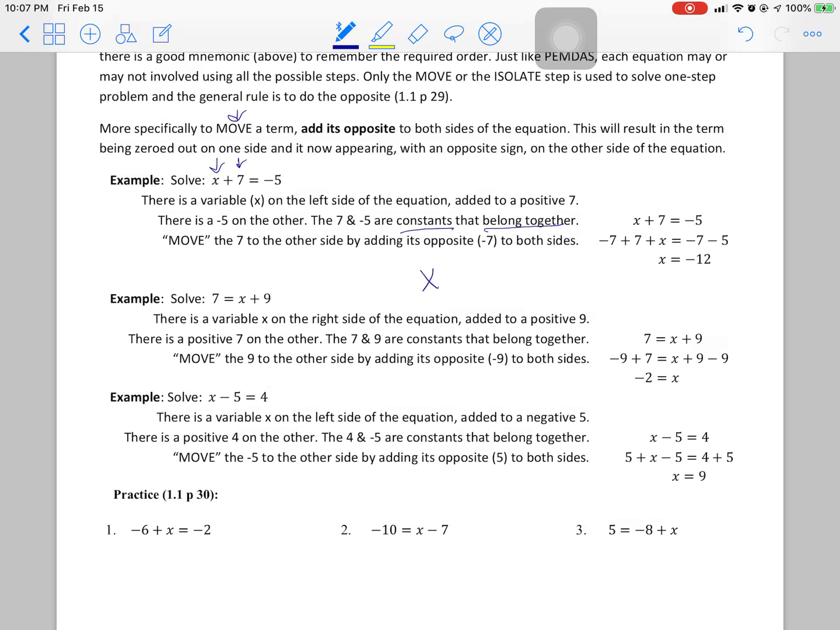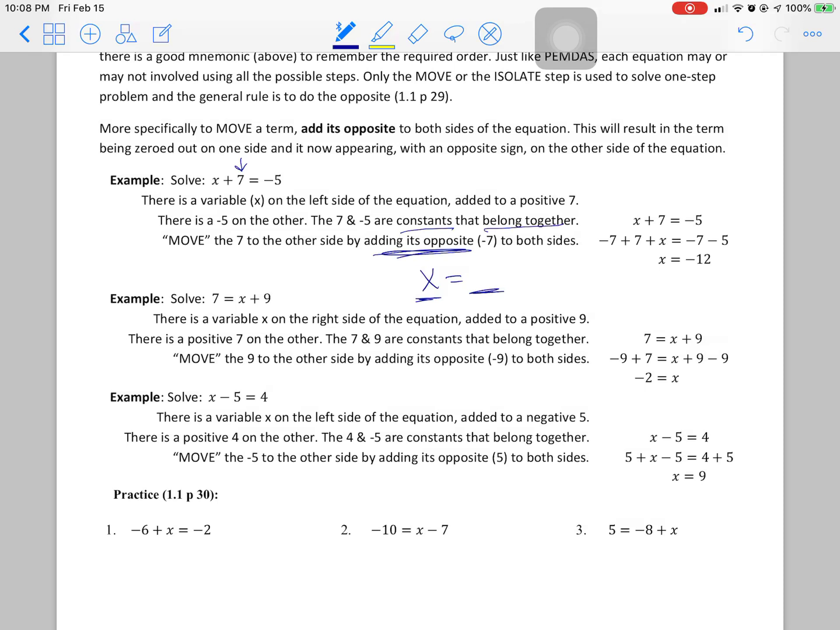Because our final answer is going to look like what? We want x on one side all alone and a constant term over here. So I know what x would stand for. So what needs to be moved is this 7 right here. And it needs to be moved over to where the other constant term is. All right? We move by adding its opposite to both sides.